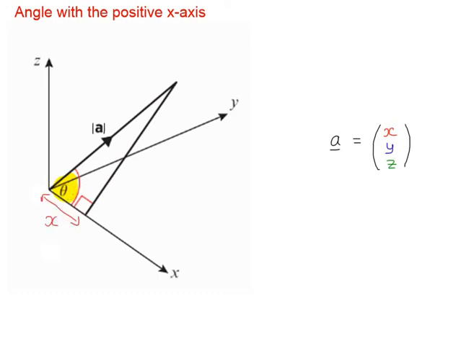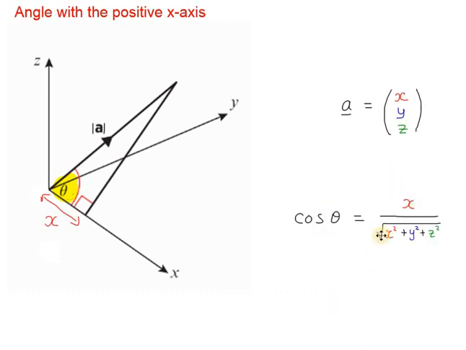Now we know that the length of the vector is its magnitude. That was from Pythagoras' theorem, x squared plus y squared plus z squared, and then you square root that. And along the x-axis, the length of this line is just the x component. So then cos theta is the adjacent divided by the hypotenuse, like this. I'm going to replace the magnitude of the vector with this, which now gives us this formula. And this is one of those directional cosines.